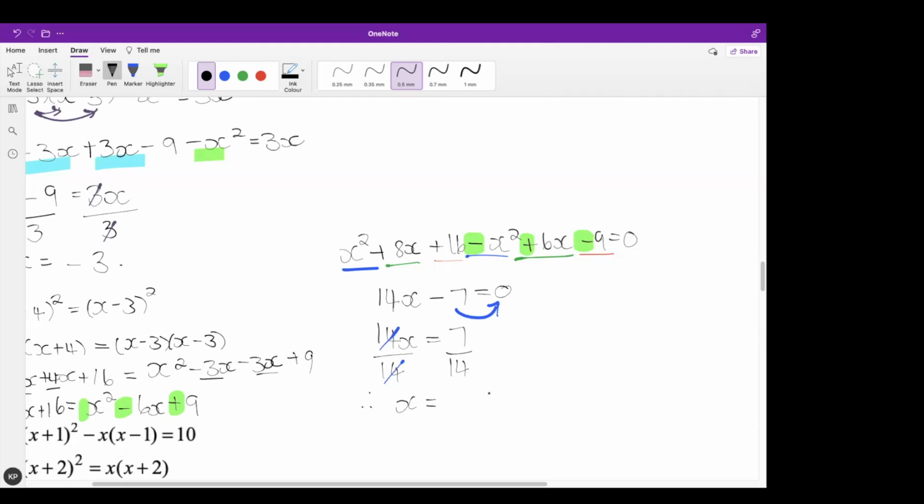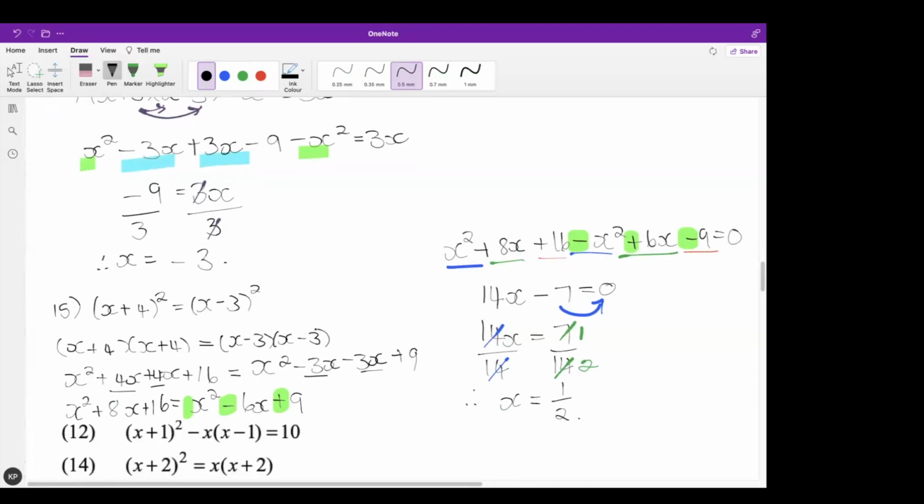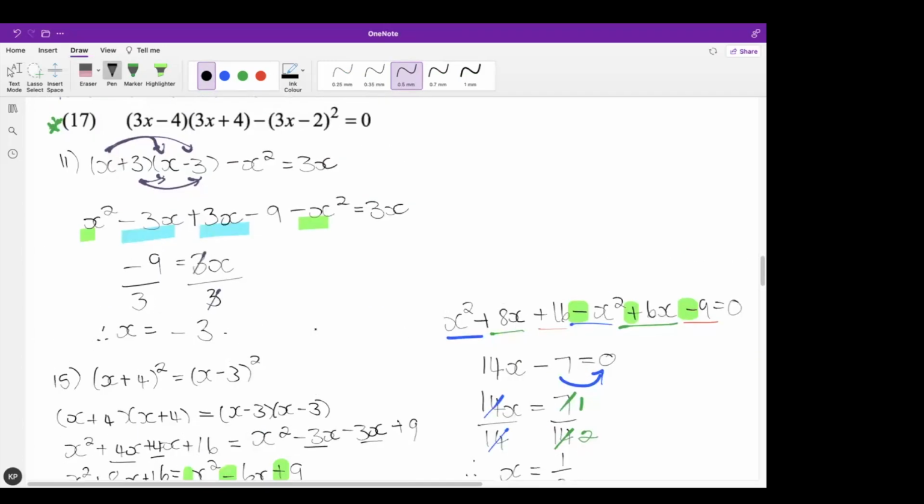I have to still simplify it. Okay. 7 goes into itself once and into 14 twice. So x is not 7 over 14. It is 1 over 2. Okay.